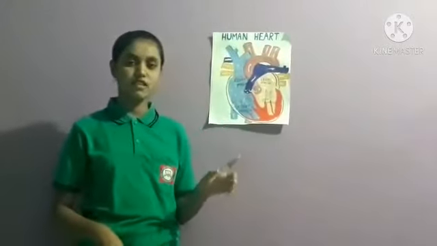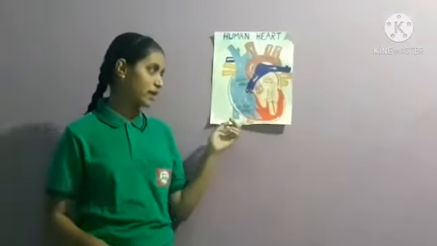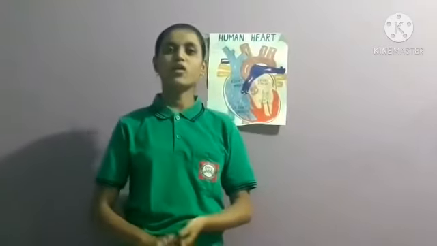So we have seen the human heart, facts about the human heart, mechanism of the human heart, and functioning of the four chambers, that were right atrium, right ventricle, left atrium, left ventricle. Hope you understand. Thank you.